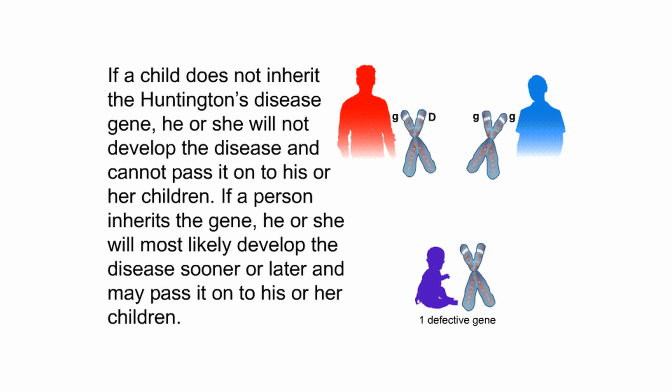If a child does not inherit the Huntington's disease gene, he or she will not develop the disease and cannot pass it on to his or her children. If a person inherits the gene, he or she will most likely develop the disease sooner or later and may pass it on to his or her children.